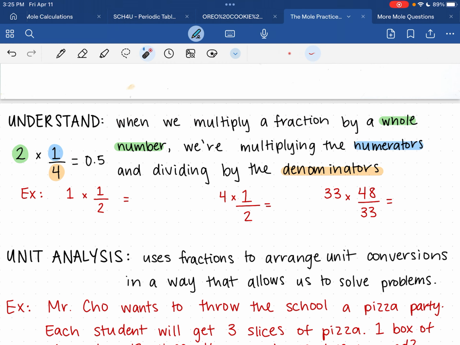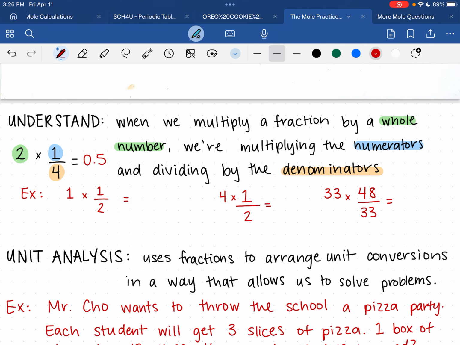So when we multiply a whole number by a fraction, what we're really doing is we're multiplying these two values together. So what really happens here is we end up with 2 times 1, which is just 2, over, and then the denominator is still 4. And so when we reduce this, hopefully you see 2 over 4, or 2 divided by 4, is the same as 1 over 2, which is just 0.5.